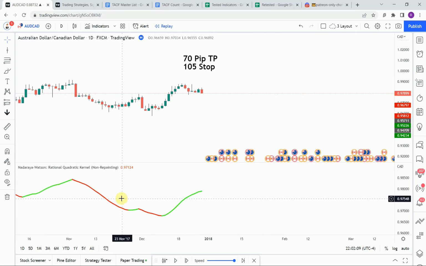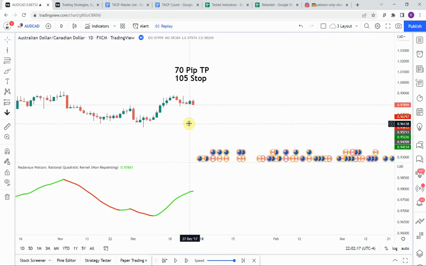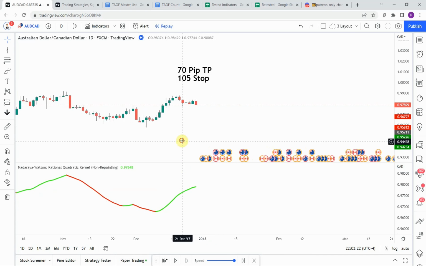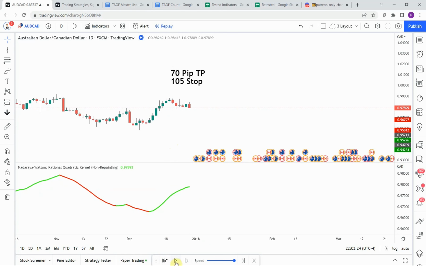And so when the line turns red, we are going to go short. When it turns green, we are going to go long. That's the setup we're looking for. Let's go ahead and get on with the testing and see what we can get out of it.